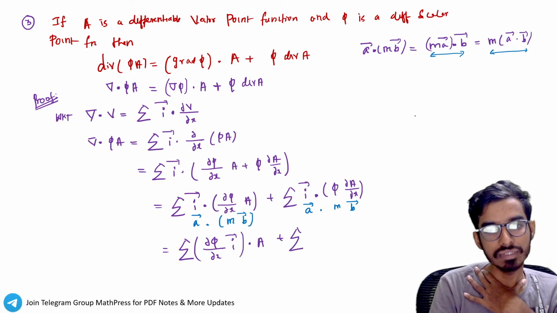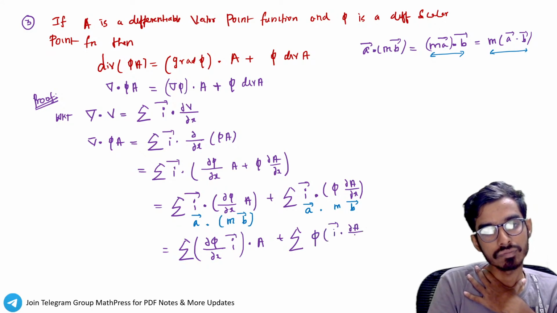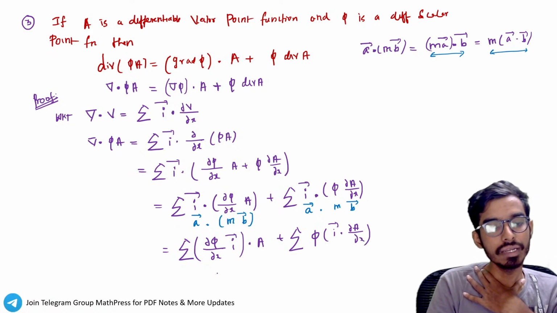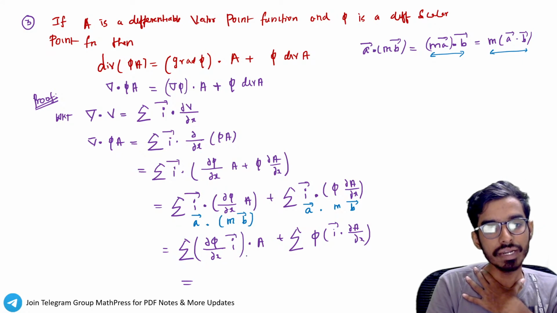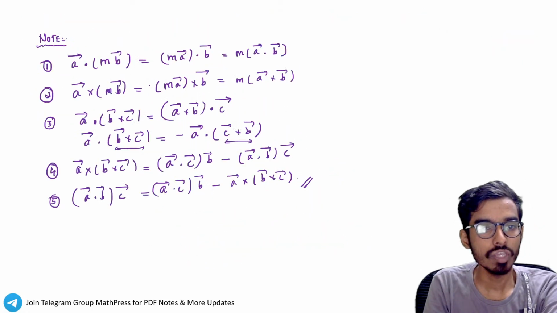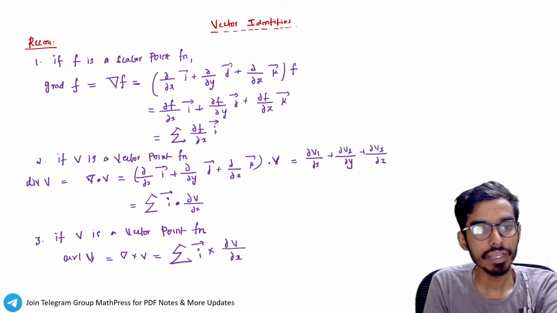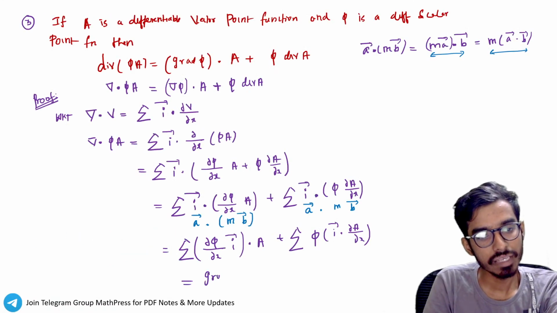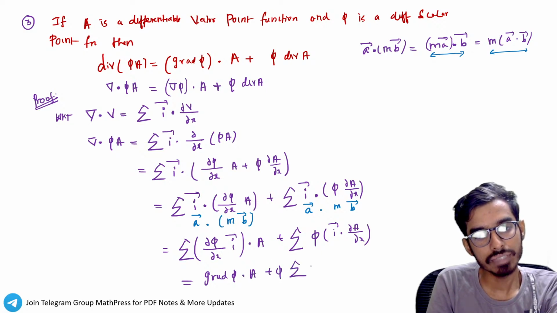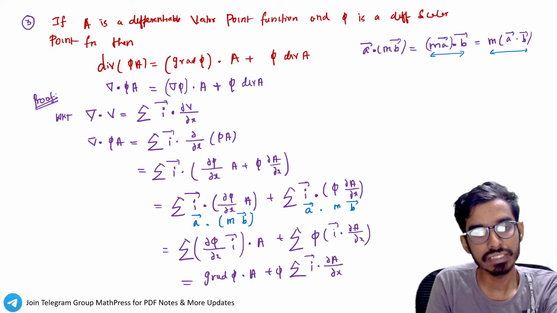Here I'm going to make use of this result, so m into A dot B. Now, what is this? This is nothing but grad phi, right? Summation dou phi by dou x into the normal multiplication of i will be grad phi. So this is the same as gradient of phi, and this is gradient of phi dot A. And if I take this phi outside, we will have summation i dot dou A by dou x. What is this? This is divergence of A.